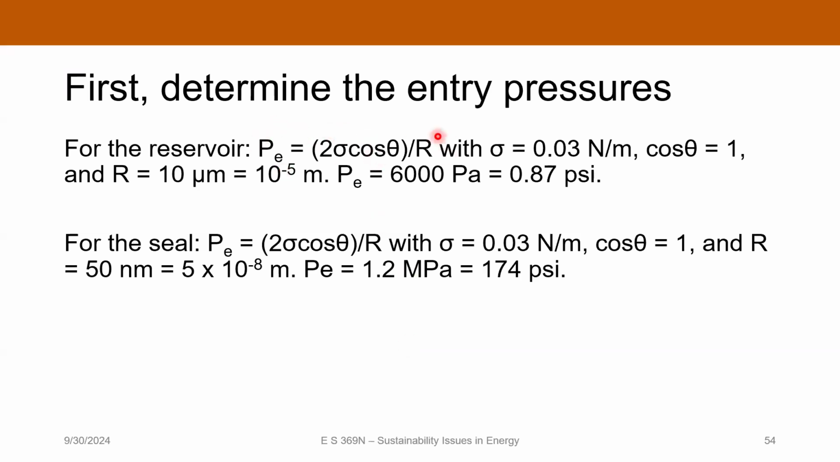In the reservoir, I'll use 10 microns for my radius, and then plugging in the interfacial tension and the contact angle, I see that the entry pressure is 6,000 pascals, which is 0.87 psi. That is the minimum pressure the CO2 phase would have to exist at in the pore space of that rock. We do the same thing with the seal. We see that the entry pressure is 1.2 megapascals, which is 174 psi. So as long as the capillary pressure at the top of the CO2 column is less than 1.2 megapascals, we won't experience leakage into the seal.